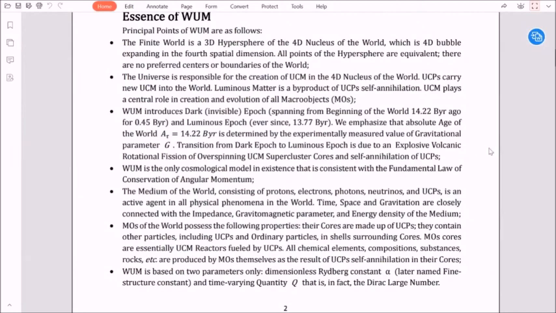WOM is the only cosmological model in existence that is consistent with the fundamental law of conservation of angular momentum. The medium of the world, consisting of protons, electrons, photons, neutrinos, and UC particles, is an active agent in all physical phenomena in the world. Time, space, and gravitation are closely connected with the impedance, gravitomagnetic parameter, and energy density of the medium.